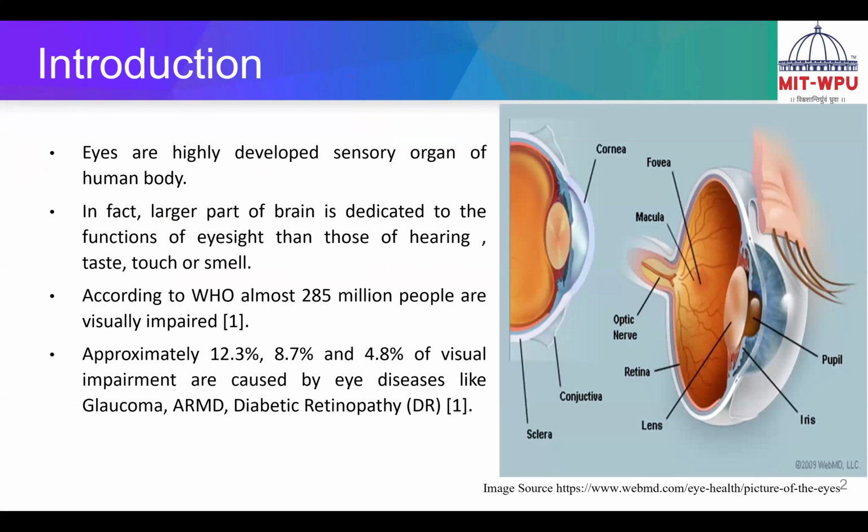Starting with the introduction, as we all know, the eyes are the most highly developed sensory organ of the human body. A larger part of the brain is dedicated to the function of eyesight than to other sensory organs like smell, touch, taste, or hearing. According to the WHO survey, almost 285 million people are visually impaired. Out of those, about 12.3% are affected by diseases like glaucoma, 8.7% are affected by ARMD, and 4.8% by diabetic retinopathy.